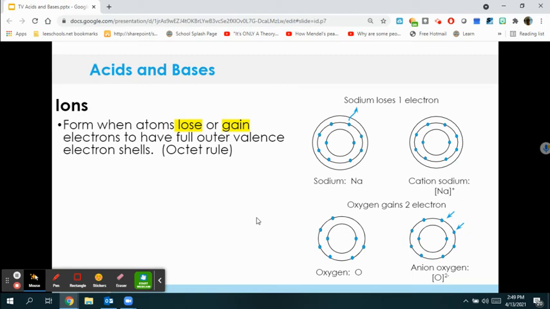Ions form when atoms lose or gain electrons to have full outer valence electron shells, the octet rule. Remember, we said 2, 8, 8. And here we have sodium. It has 11 total, with 1 valence electron out here. It's going to lose its valence electron. Since it loses an electron, which is a negative charge, it's going to become positive, and it's going to be a cation. So there's a positive there.